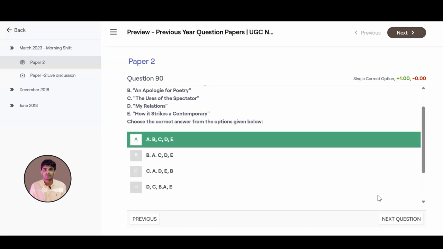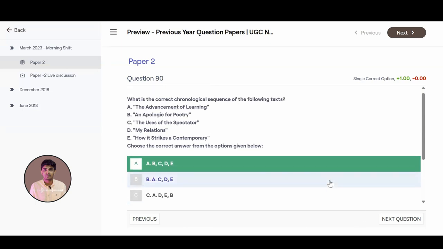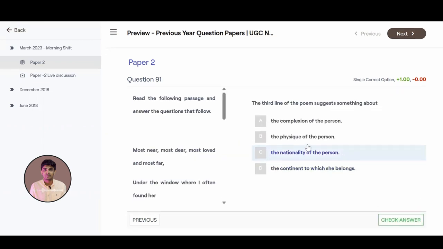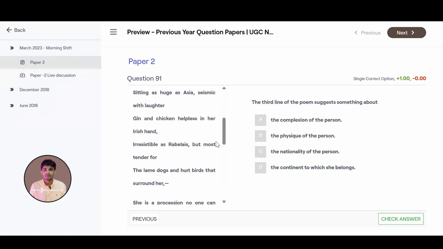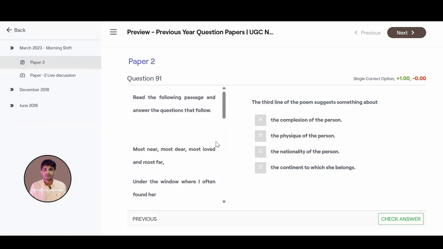See, again, if you know the era to which these writers belonged, it is very easy to place the works in chronological sequence. So, that was the 90th question, and from now on we have comprehension questions. It's not practical to discuss comprehension questions in a live class, but I can give you some tips and suggestions to solve them. First of all, 10 questions.